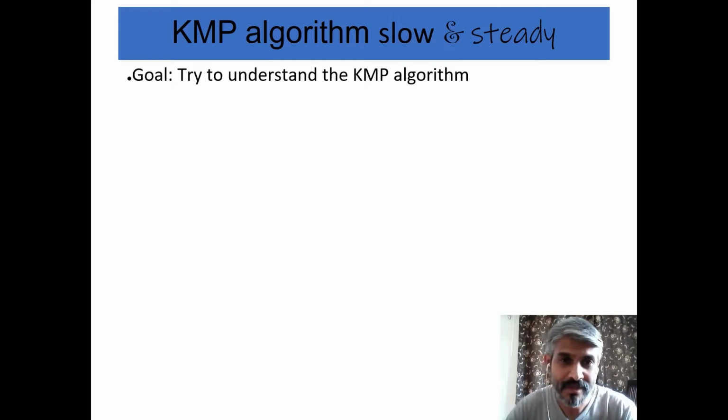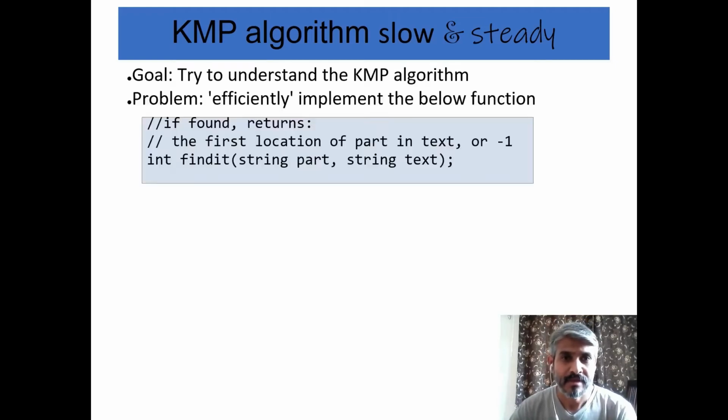Our goal today is to try and understand the KMP algorithm. KMP algorithm is one way to implement a string finding function, that is a function that takes in two arguments, two strings basically, and returns the location of the first string if it is present in the second string. So here we are calling those strings part and text. The part is presumably the smallest string, which we are trying to see if it's present in this presumably larger string text. And if that is so, we return the first location of part in text, or we return -1.